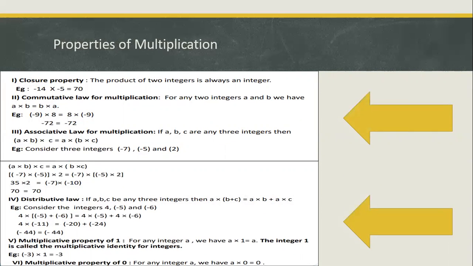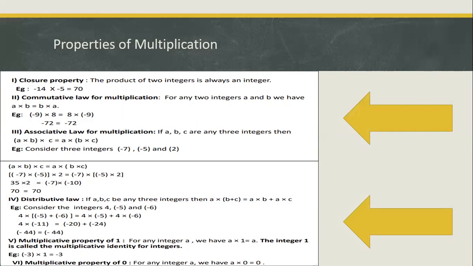Associative law for multiplication. If a, b, c are any three integers, then (a × b) × c = a × (b × c). Consider three integers -7, -5 and 2. (-7 × -5) × 2 = -7 × (-5 × 2). 35 × 2 = -7 × -10. 70 = 70.